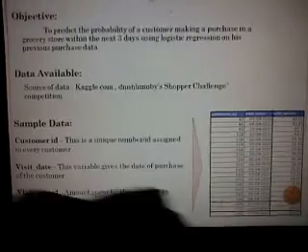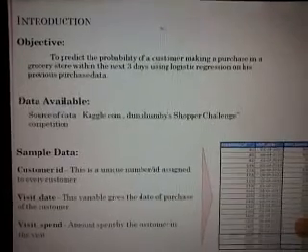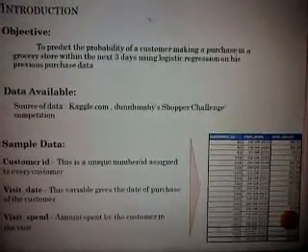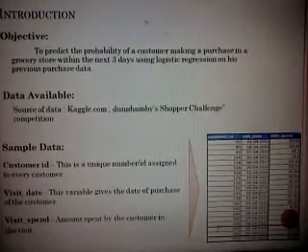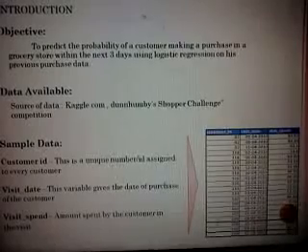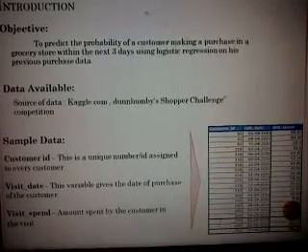So the objective of our project is to predict the probability, as I said earlier, of a customer making a purchase in a grocery store within the next 3 days. And this we did by using logistic regression on the previous data of his purchases that is available.